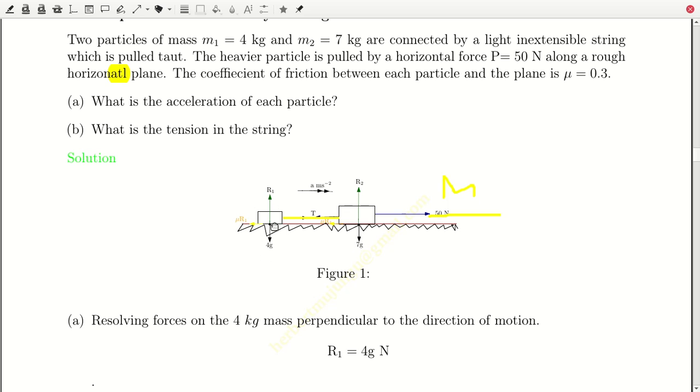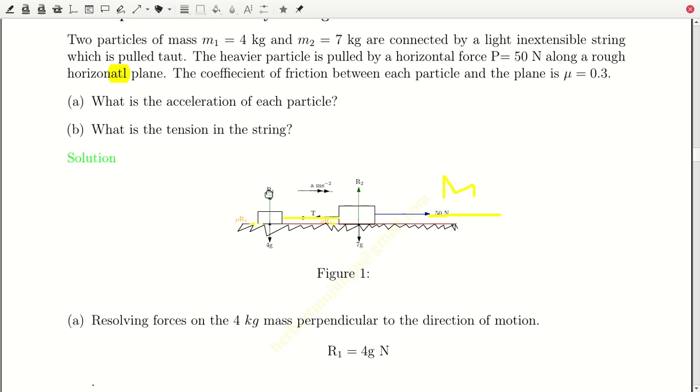If we begin with the 4 kilogram mass, first of all, it will be pulled by this string, which we have taken to have tension T. Then the other force acting on it is its weight, 4g newtons, and the normal reaction R1, which is due to the weight pressing on this surface. Then we shall also take into account the frictional force. The surface is rough, so it is given by mu R1.